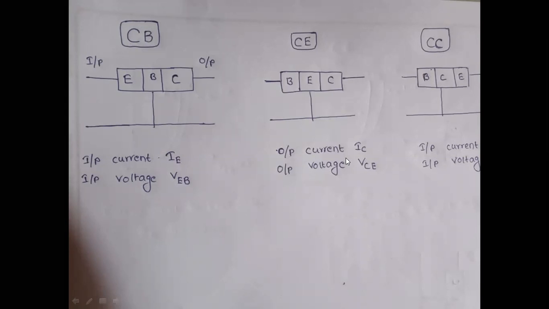When you are taking the voltage, you have to mention two terminals. When you are taking the current, please mention one terminal. Coming to the common collector, it is also the same as common emitter. Please swap these terminals. Keep this collector as common and the emitter to the output side. Then input current IB, input voltage VCB. Like this, you can get an idea.